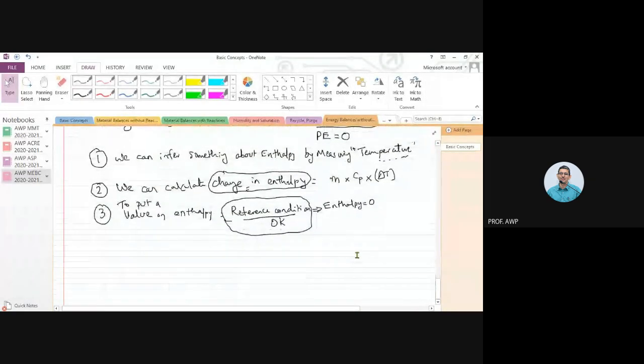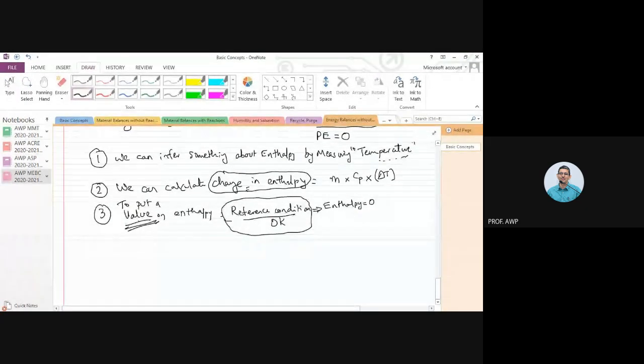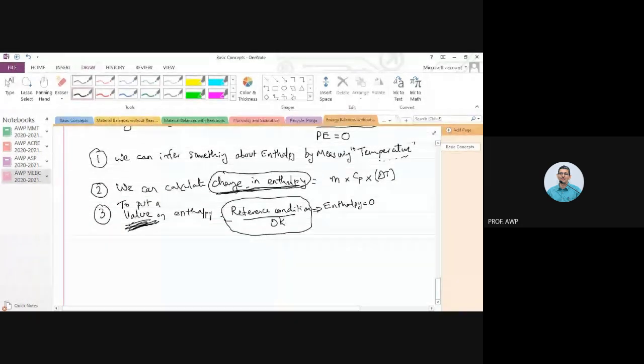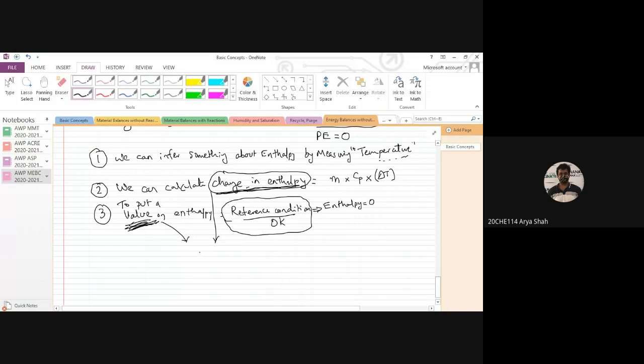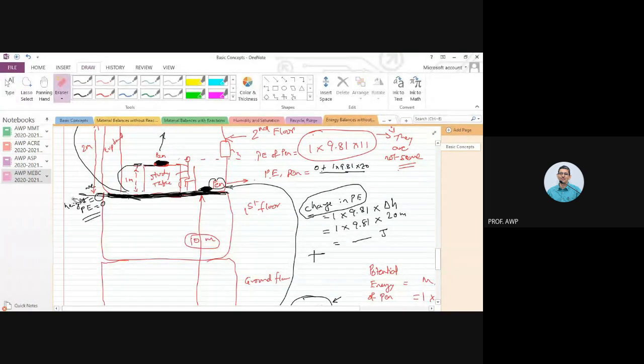Why are we doing this? Why do we want to put a value on enthalpy? Okay, that point may not be quite clear. Rather than worrying about that, why not just worry about changes in enthalpy? Do you understand the difference between change in enthalpy and putting a value on enthalpy? Yes, no? We are putting a value on enthalpy by making something the reference.